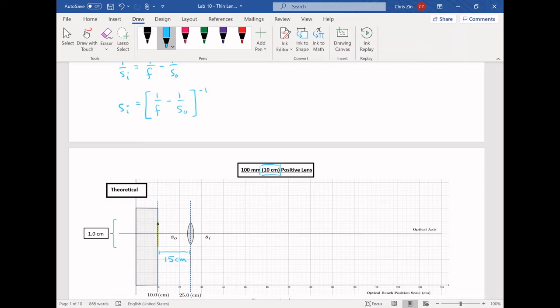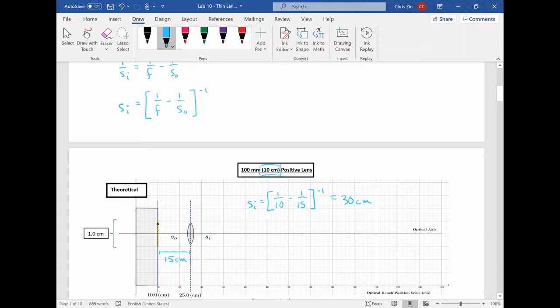So therefore, if I'm looking for the image distance, I can do 1 over 10 minus 1 over 15, and then invert that whole thing. And if I do that, I should get 30 centimeters for the image distance. This tells us the image will be projected 30 centimeters from the lens. Since the image distance is a positive number, the image will be a real image. It will be to the right of the lens.